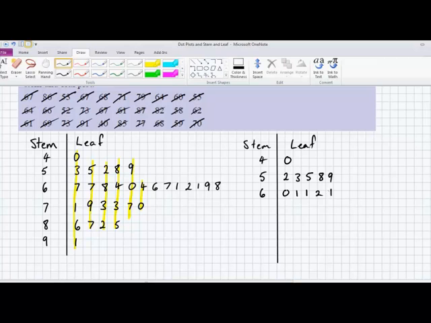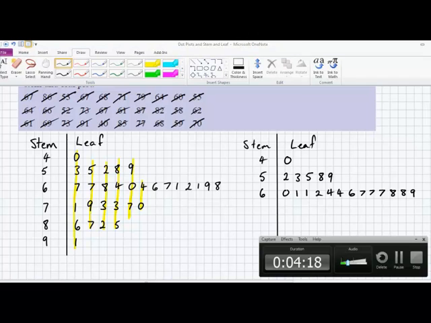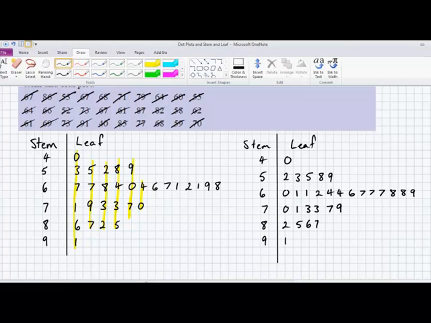2 4s, 6, 3 7s, 2 8s, and a 9. Okay, so that's how we order it. So we'll just quickly finish that off. I'll pause it while I do. Okay, so there's my ordered stem and leaf done.